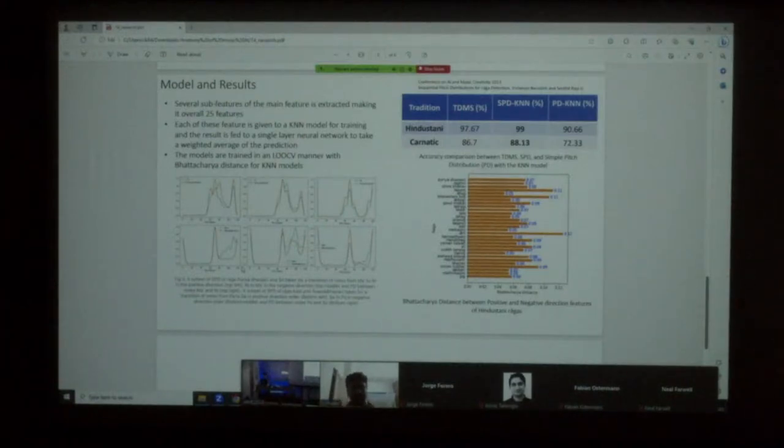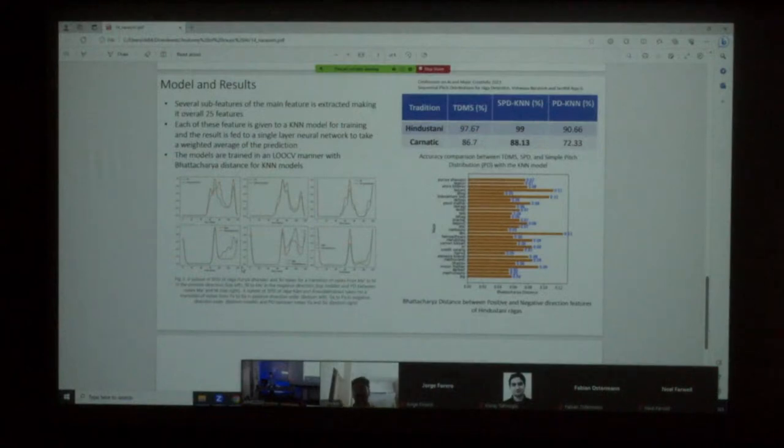Some ragas have similar ascending transitions but different descending transitions, which can be easily seen in the distributions shown here. And we also see the Bhattacharya distance, which is the distance between two different features or two different distributions, that can also be seen.